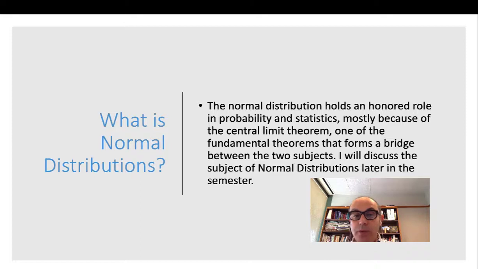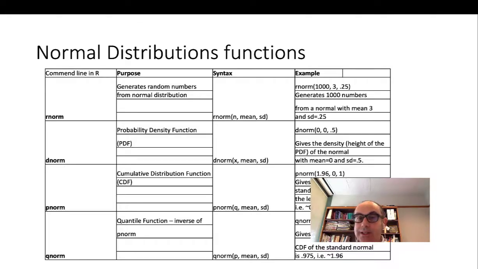Example, normal distribution. Normal distribution is the idea that every statistical class covers the central limit theorem, and it is part of any statistical classroom. In this module, I'm going to discuss normal distribution, and I will elaborate more later on in the semester. In the functions in R, this is where the beauty comes in: we have the normal distribution, the probability density function, and the cumulative and quantile function, the inverse of pnorm.